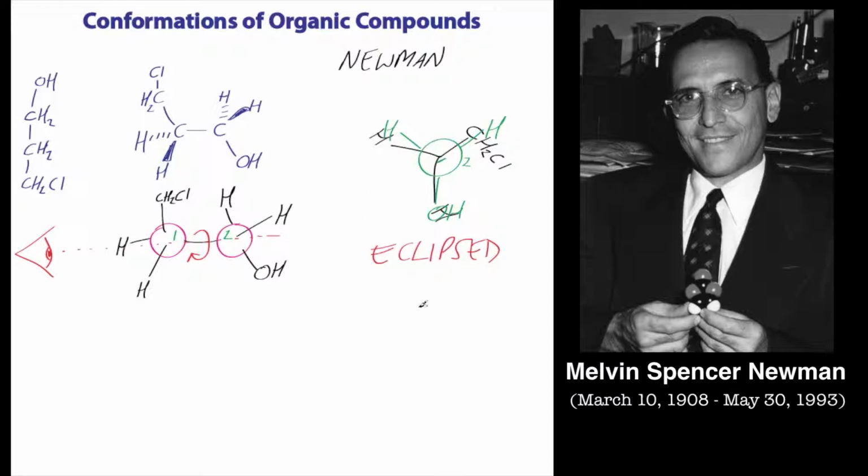Okay, eclipse, just like the lunar eclipse or the solar eclipse. Yeah, we've got these overlapping. That's actually quite high in energy, because if you think about the electron clouds around here, these electron clouds interfere with each other, and that's why you get steric hindrance and things like that. So that actually increases the energy of the molecule as it rotates.